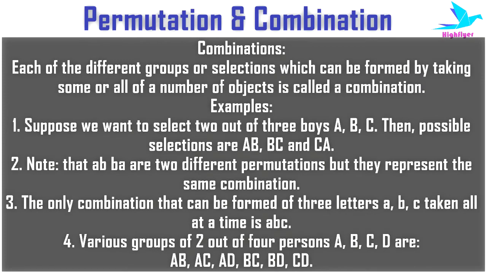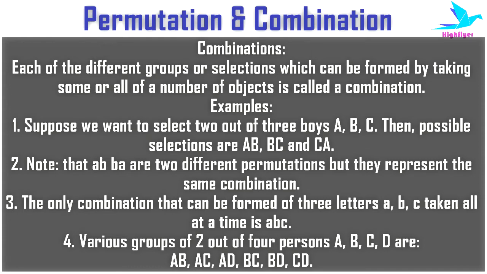Then let's understand combinations. Each of the different groups of selections which can be formed by taking some or all of a number of objects is called a combination. For example, suppose we want to select 2 out of 3 boys A, B, C. Then possible selections are AB, BC and CA. Note that AB, BA are 2 different permutations but they represent the same combination. That's the difference between permutation and combination. Because if it were permutation, then AB and BA would have been treated as 2 different arrangements. But in combination, they are treated as the same.